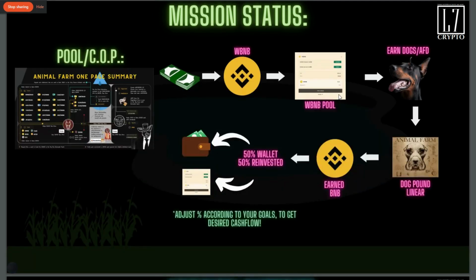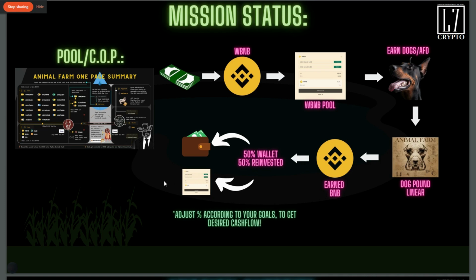Here's an example. You have your fiat cash. It's worthless, really. You purchase some BNB and you deposit your BNB into the wrap BNB pool. Now, from the wrap BNB pool, you're going to earn your dog tokens. So you're going to go in there, you're going to hit the claim, you're going to claim your dog tokens out. You're going to take them and place them into the linear pool. Now, from the linear pool, like I said, you're going to earn straight BNB. So you can take that BNB that you earn in the linear pool each day, and you can now adjust your percentages according to your goals to get your desired cash flow.